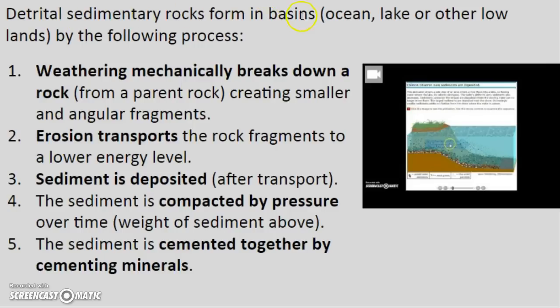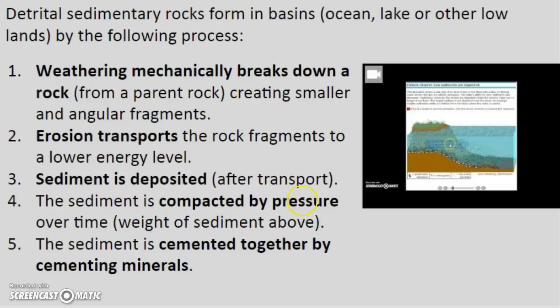Detrital sedimentary rocks form in basins. They're found where water flows into either oceans or lakes or other low areas by the following process. Weathering mechanically breaks down a rock, from a parent rock, creating smaller and angular fragments. Erosion transports the rock fragments to a lower energy level, right? Water flows downhill. It's going to transport whatever it can carry. Sediment is deposited after its transport.